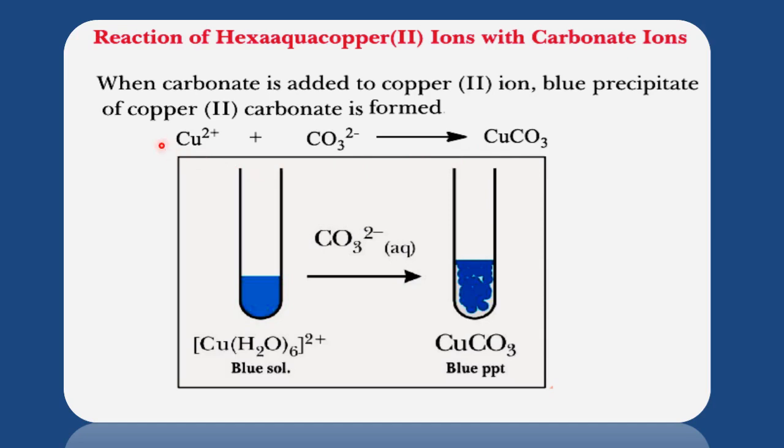Look at the electrostatic forces of attraction. Cu with the charge of +2 and carbonate with the charge of -2. So they are feasible enough to get into electrostatic forces of attraction, giving us an ionic compound, and it is going to give blue colored precipitates which are going to settle at the bottom. So when carbonate ions are added to copper(II) solution, it is going to give copper(II) carbonate as blue colored precipitates. Students, this was all about today's lecture.